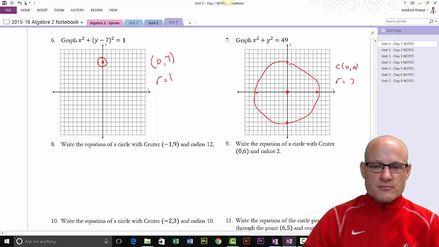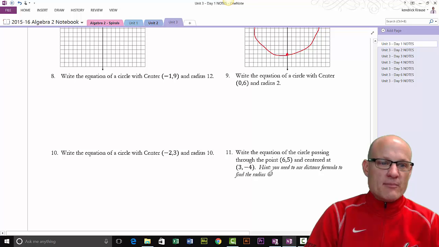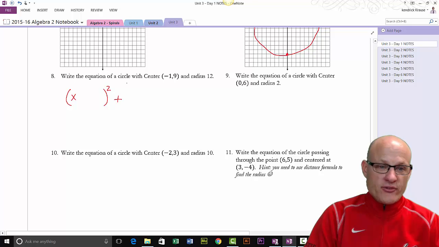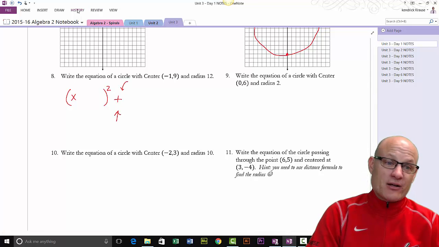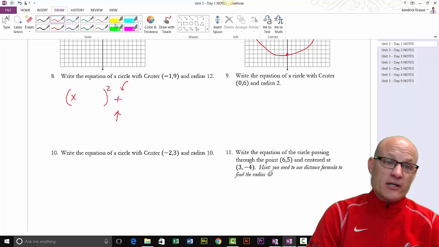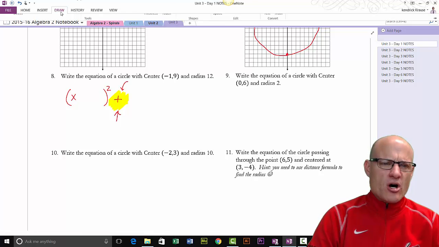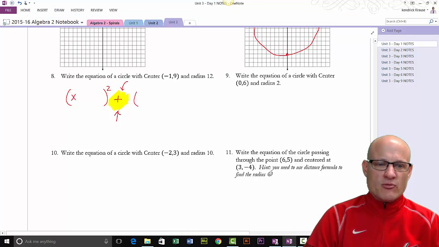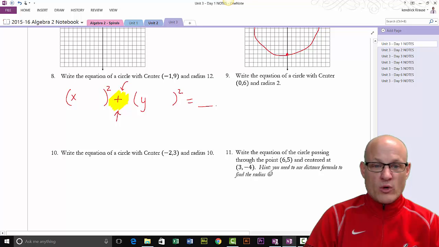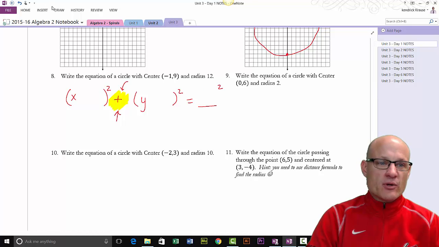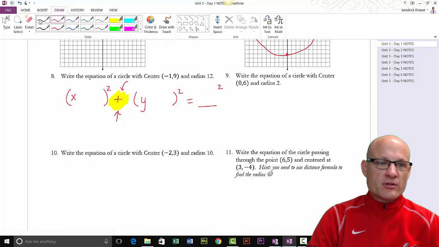All right, that's ugly. So, writing the equation of the circle, remember, we're going to do x squared plus, this is something right here. I'm going to highlight it in yellow. That's often missed by kids. Remember, it's x plus the x center, plus y plus the y center, both of which squared is equal to the radius squared.